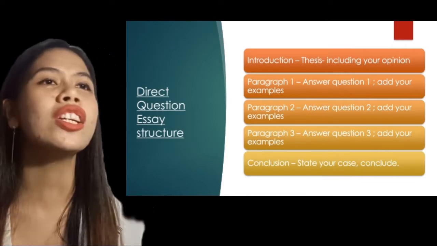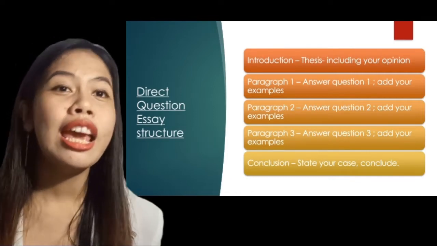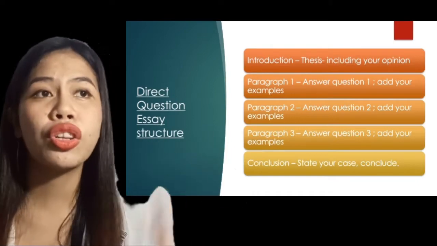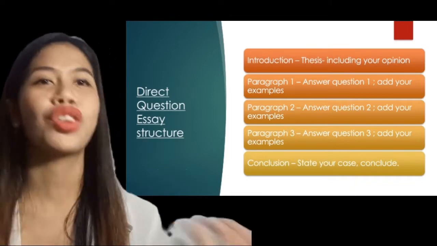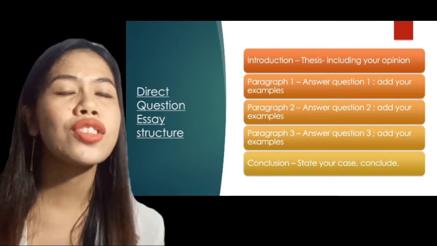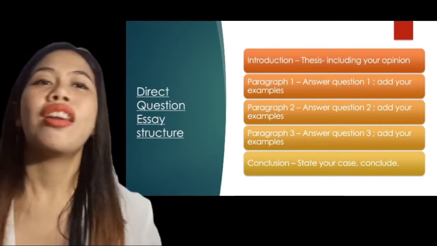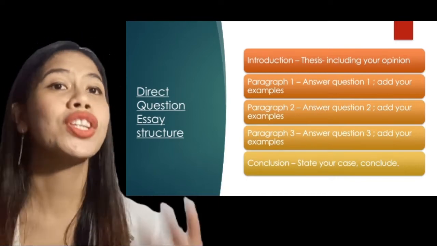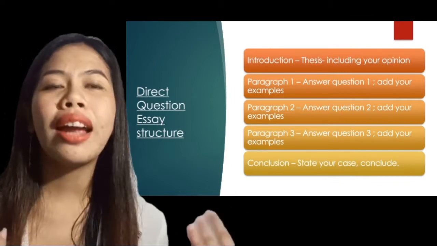Okay, for the introduction, this is where you write your thesis, including your opinion. And for the first paragraph, it is where you state your answer to the first question or question number 1. And then you need to add your examples to prove your answer. And then for the paragraph number 2, this is where you write your answer or state your answer for question number 2. Then you add your examples again. And then for paragraph number 3, this is where you write or state your answers for question number 3. And then you add your examples again to prove your answer.